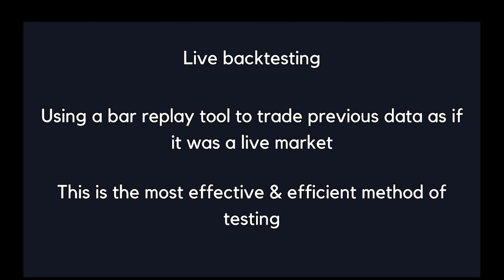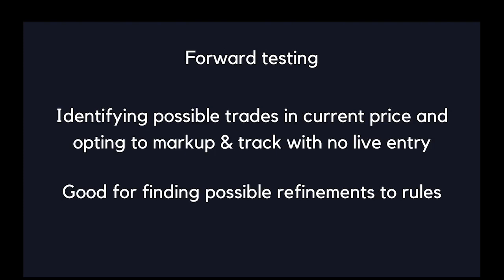Now, the third and final method of backtesting that I'm going to talk about is forward testing. This is when you identify possible trades in current market prices, so not past price data, and mark them up and track them with no live entry. Usually when you're trading live, you are going to enter trades, but perhaps you see something that may be a refinement to your trades, but may be different and may be out of your rules, and you don't want to take it live, but you do want to see how it reacts. What we can actually do is forward test.